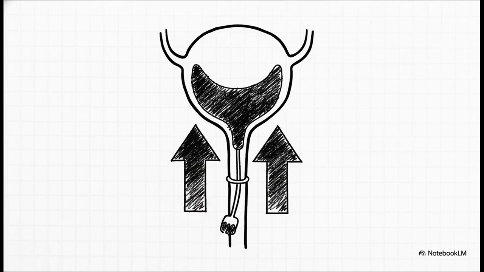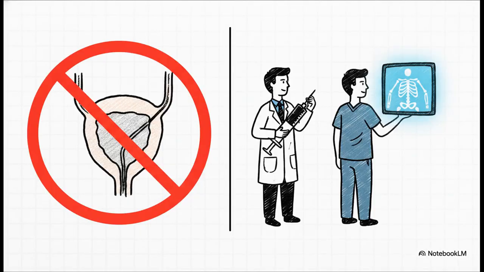Because the mechanics and the access point are different, the codes are completely different too. Here, you'll use code 74450 for the supervision and interpretation and 51610 for the injection procedure. But hey, here is a massive red flag you really need to watch out for to avoid double billing. When performing these injection procedures, you must strictly avoid assigning codes 51701, 51702, or 51703. Why? Well, because the catheterization of the bladder is already considered inherently part of the primary procedure.